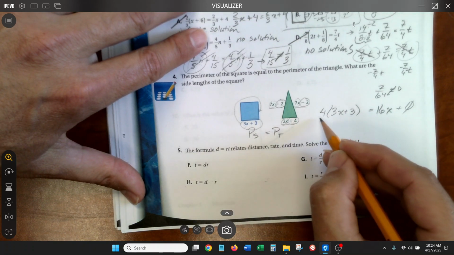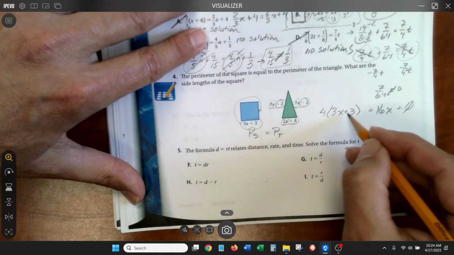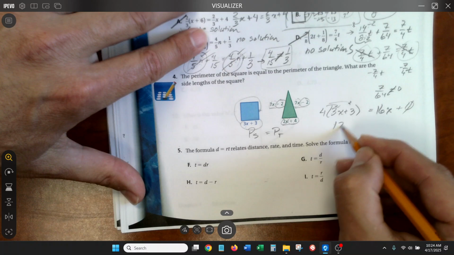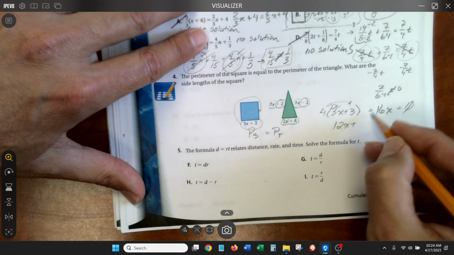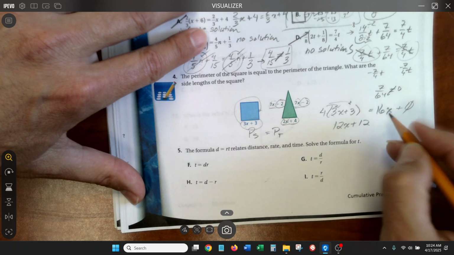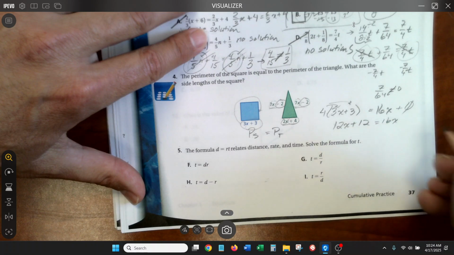We're actually solving this equation: 4 times (3x plus 3) equals 16x. So we distribute the 4. 4 times 3x is 12x. Again, 4 times 3 is 12. All right, this is 12x. So we have 12x plus 12 equals 16x.